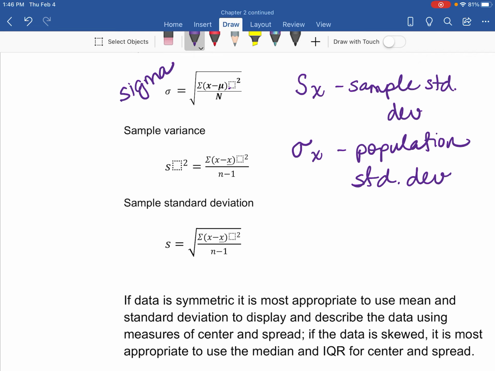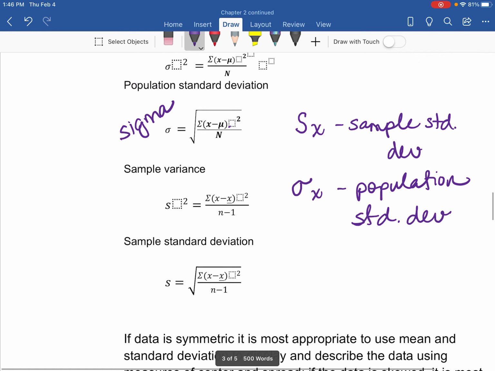Notice the only difference is in population standard deviation, you're dividing by N. In sample standard deviation, because it is from a sample and not the whole population, it divides by N minus 1 to be a little more conservative in the estimate of the standard deviation since it's not for the whole population.